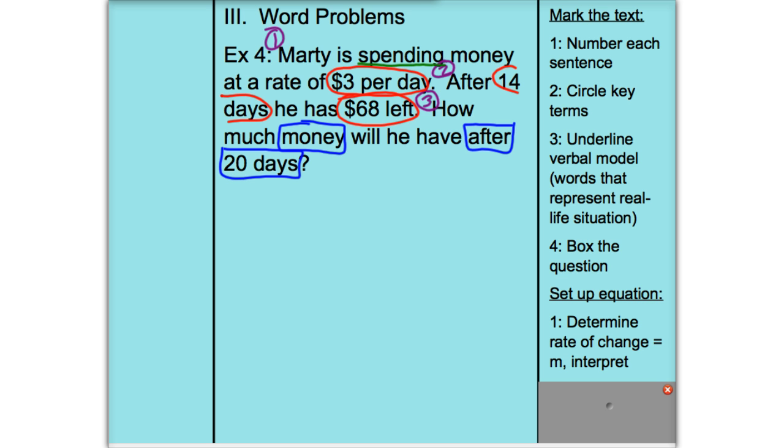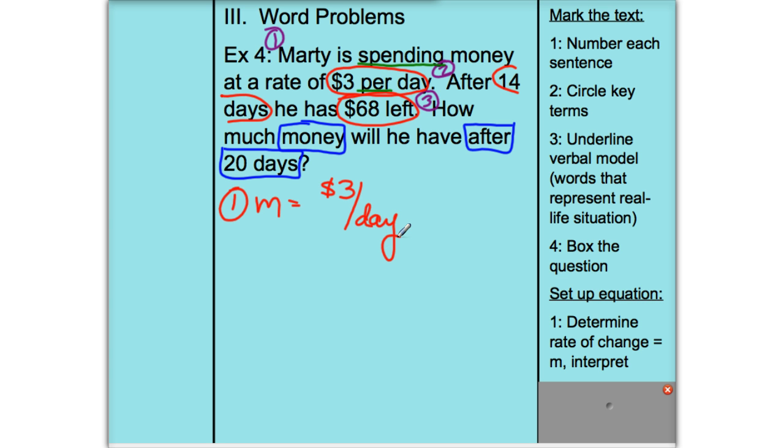Now actually I just realized I did miss underlining a key term, underlining a verbal model, because I had already circled it as a key term. And that verbal model is "per." That gives you a clue that you're looking at a rate of change. We've got 2 units. Our rates of change have 2 units. So that is step 1. We have our slope, $3 per day.